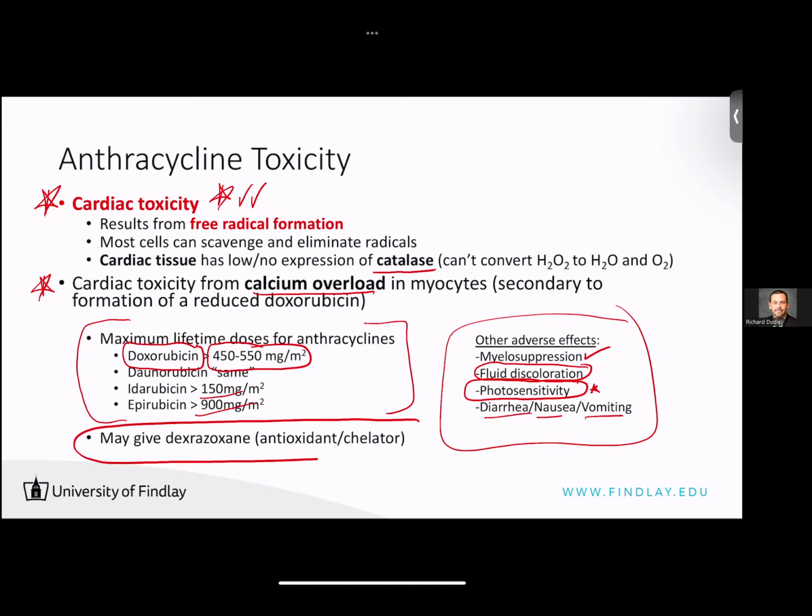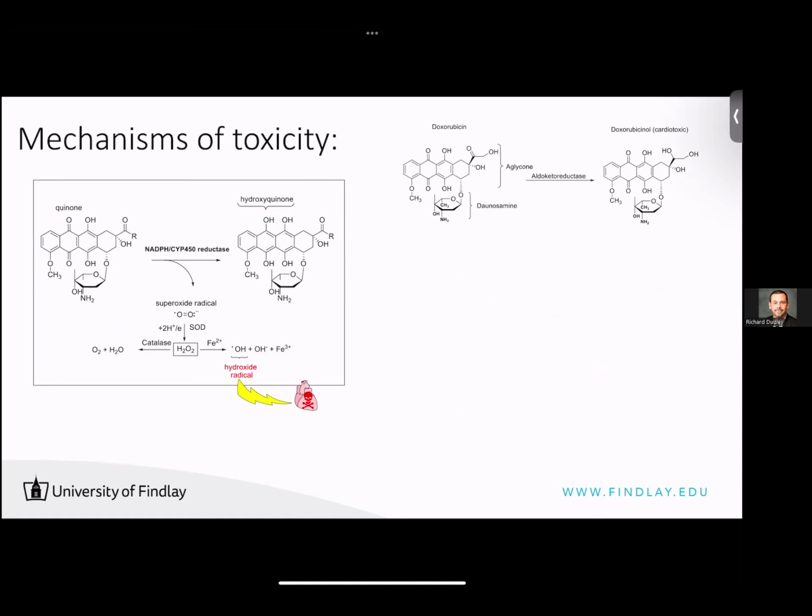One other strategy might be to use an agent called dexrazoxane, which is an iron chelator. Iron is a culprit in this free radical formation toxicity. And if we can eliminate the preponderance of iron in a particular area, we might actually be able to suppress the formation of some of these free radicals. But really, how does all of this work? Let's look at this production of radicals leading to cardiac myocyte damage first.